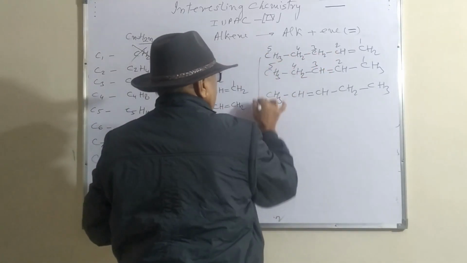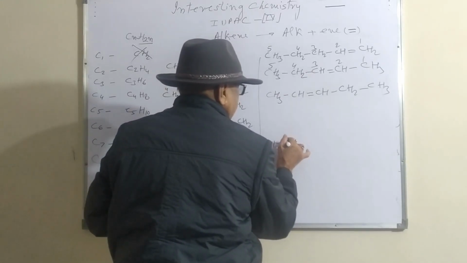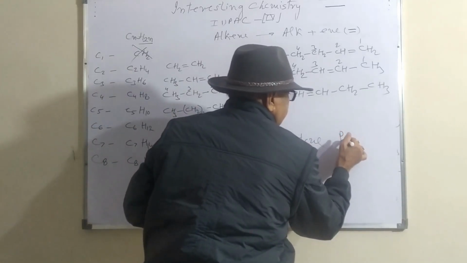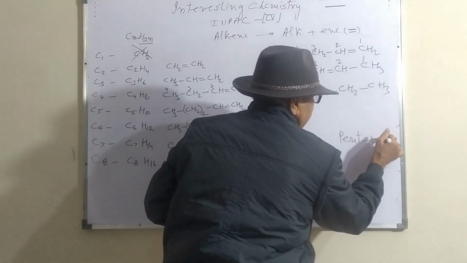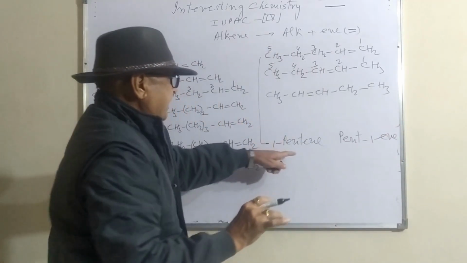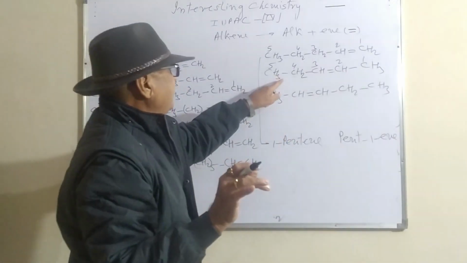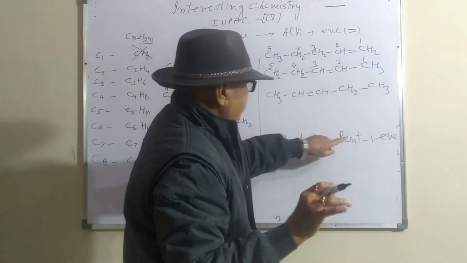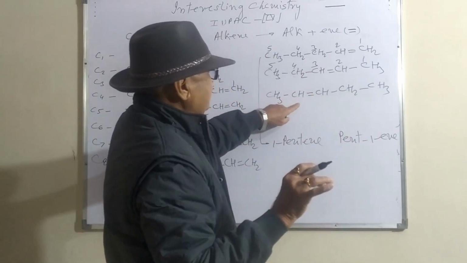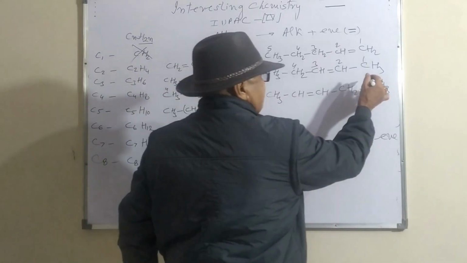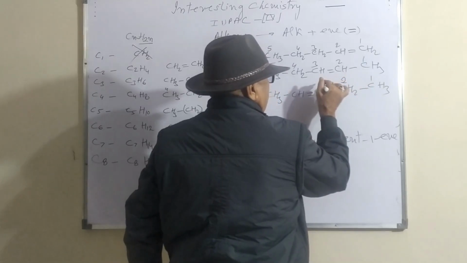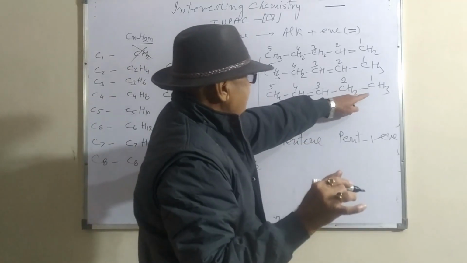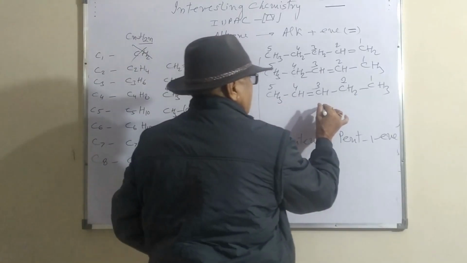You can write this formula as 1-pentene, or pent-1-ene. You can write the name in two ways, both are equal. Here the name of this compound will be 2-pentene, or pent-2-ene. Now decide the name of this compound. When you start the numbering of the longest chain, you can write from here. So in this case the name will be 3-pentene.